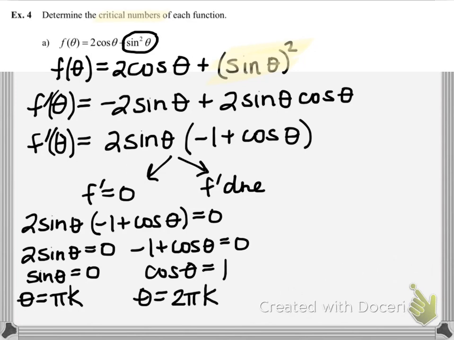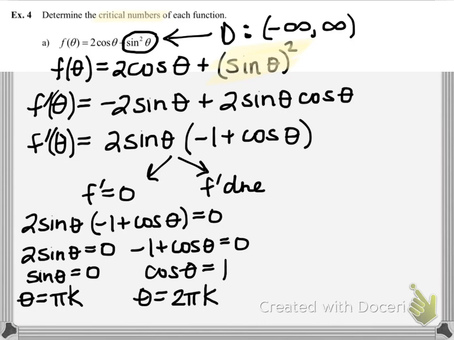So now we want to make sure that both of these sets of critical numbers are in the domain. So going back to the original function, because it was a function containing cosines and sines, the domain of the original function is all real numbers. There's no domain restrictions here. Therefore, these are going to all count as critical numbers.